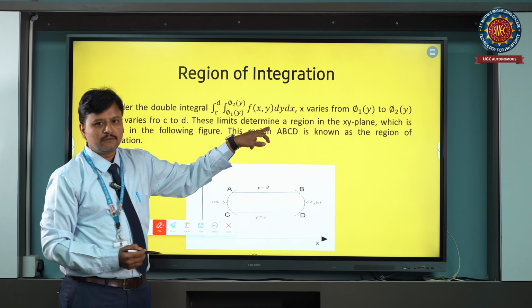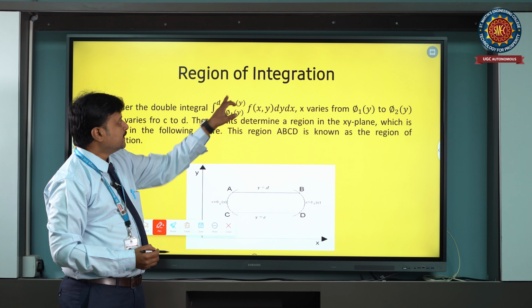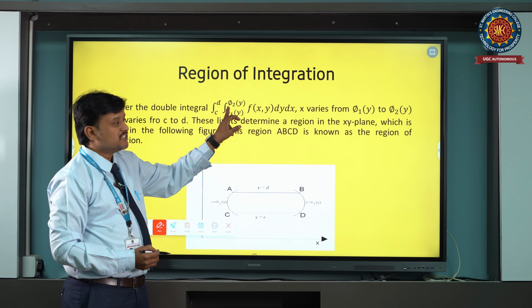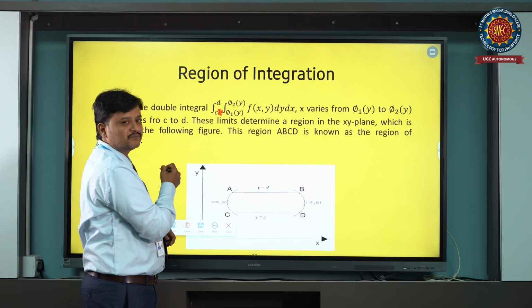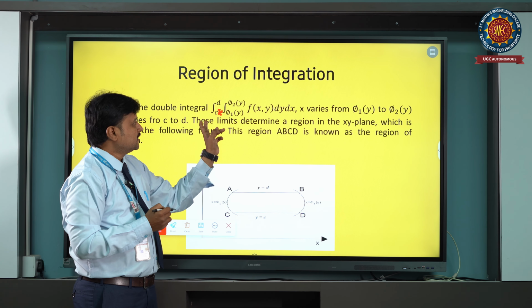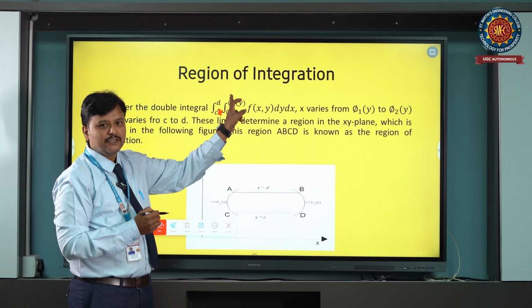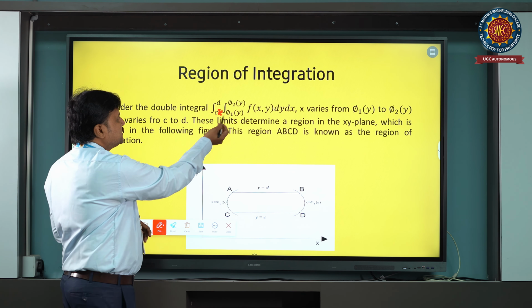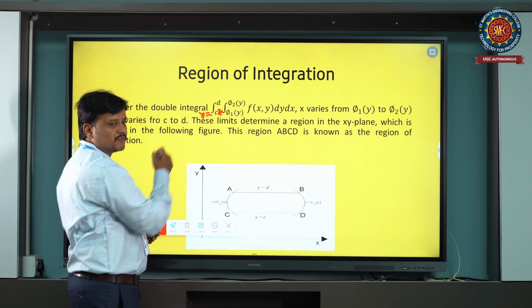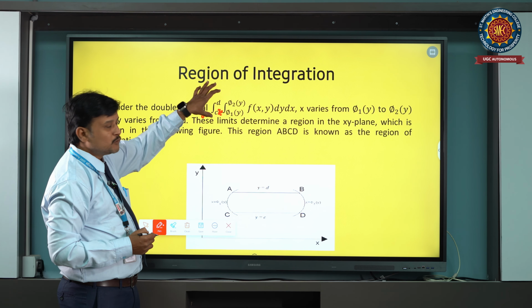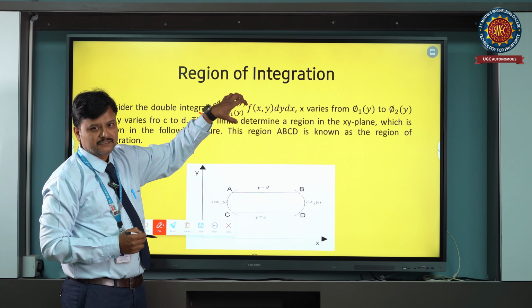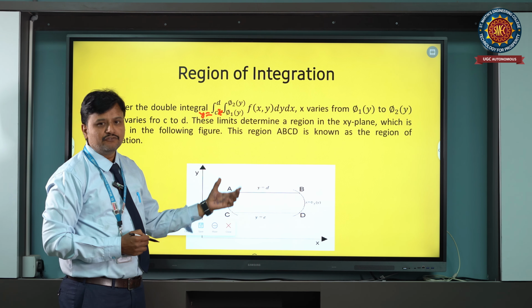Here f of x comma y is an unknown function, and the interior limits are functions of y. Then we have to take them as x limits: x is equal to phi 1 of y to phi 2 of y. Then the exterior limits belong to y: y is equal to c to y is equal to d. So we have to draw all these four limits to get the region of integration.